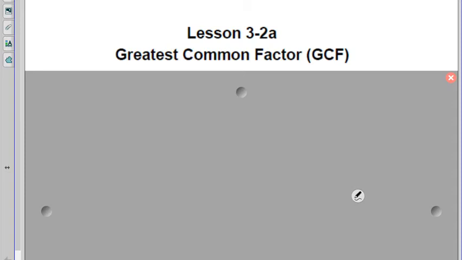Welcome to Lesson 3-2A. Yes, Lesson 3-2A. We've broken Lesson 3-2 into two parts because it covered a lot of stuff, so we wanted to break it into two days. Anyway, this is going to be the greatest common factor. And I'm sure you're asking yourself, what is this greatest common factor he speaks of?